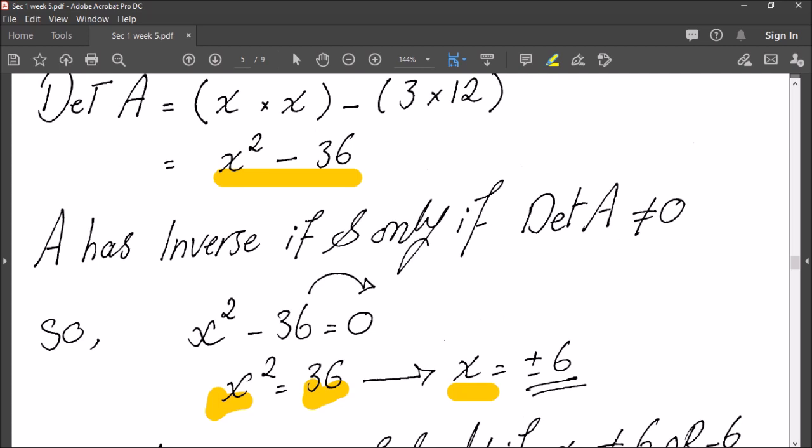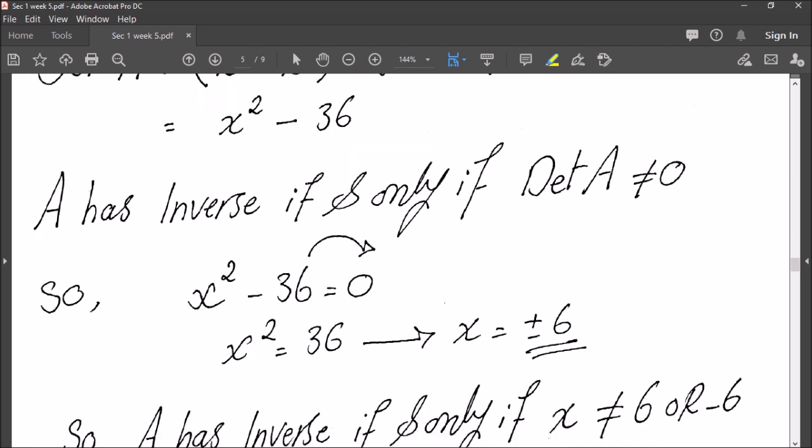So all values make the determinant valid except these two values, positive or negative 6. These values make our determinant equal to 0. So matrix A in that case will not have an inverse, because our determinant will equal 0 if x equals 6 or x equals negative 6.